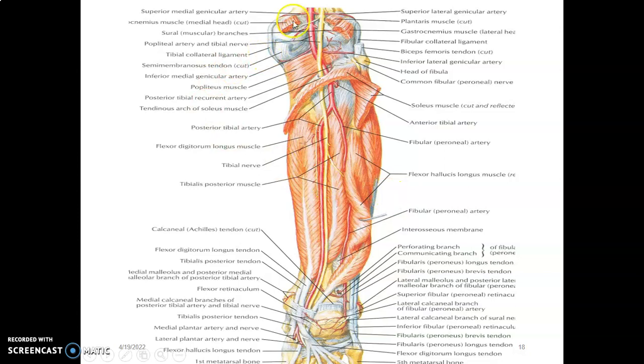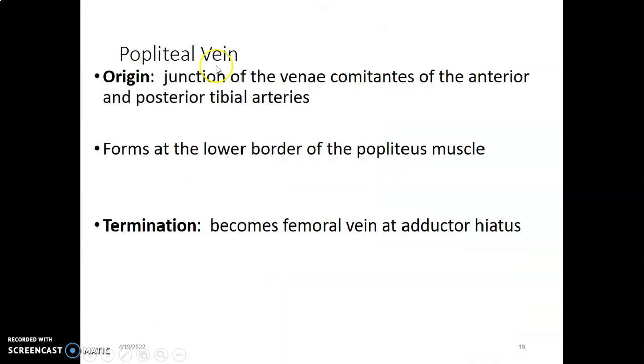So this is your popliteal artery coming down this way. You can see that at the lower border of the popliteus muscle, it divides into the anterior tibial, which perforates the interosseous membrane to go into the anterior compartment of the leg, and the posterior tibial, which will give off the peroneal artery before it continues as the posterior tibial in the posterior compartment of the leg.